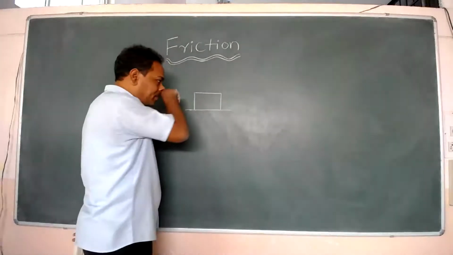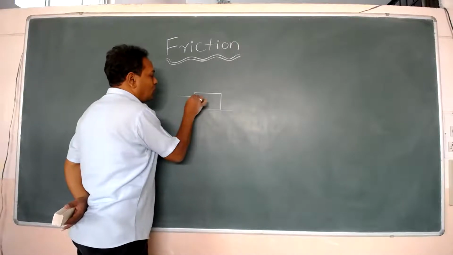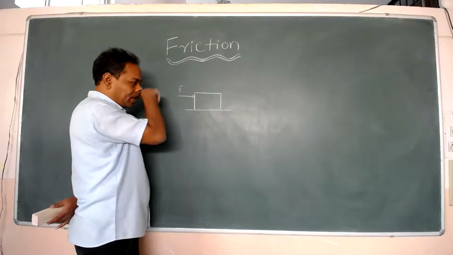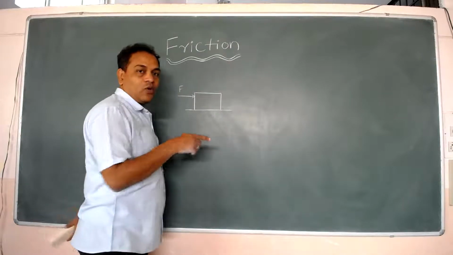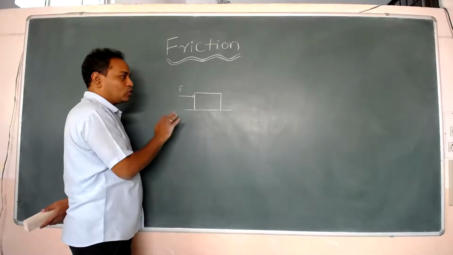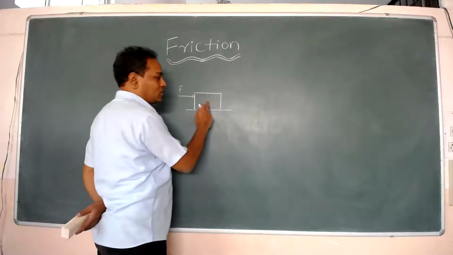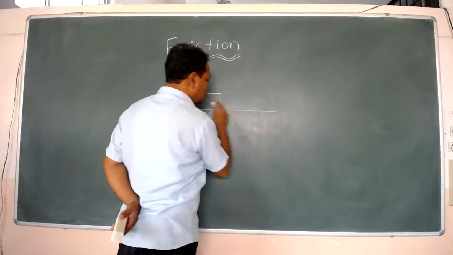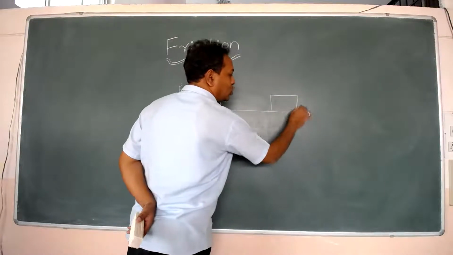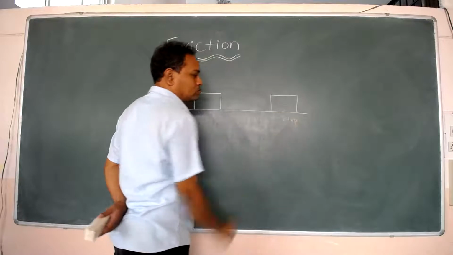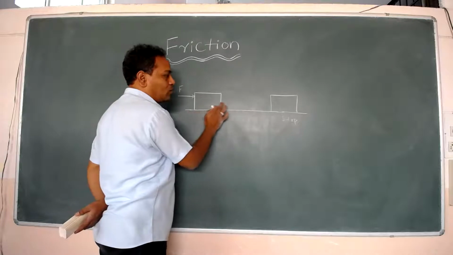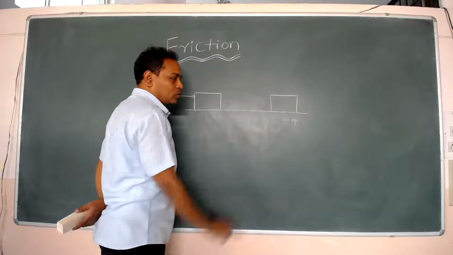Suppose this is a body, and a capital F is the applied force. Suppose I have applied a force F and then I have left it. Then what will happen? After some time the body will move like this, and somewhere it will come to a stop. When I have pushed it with the force and then leave it, the body will move like this and stop up to here. So it is stopping here.